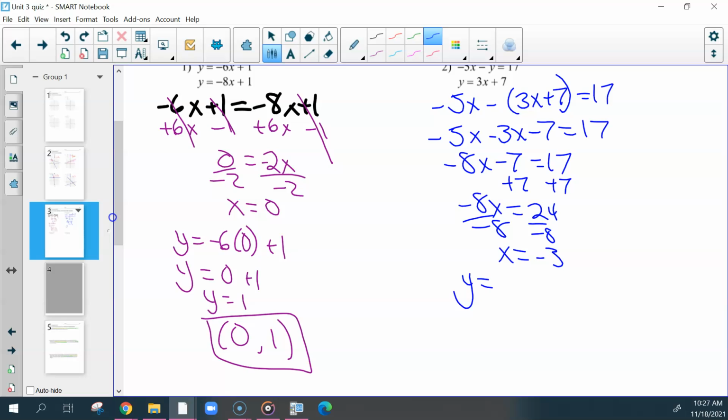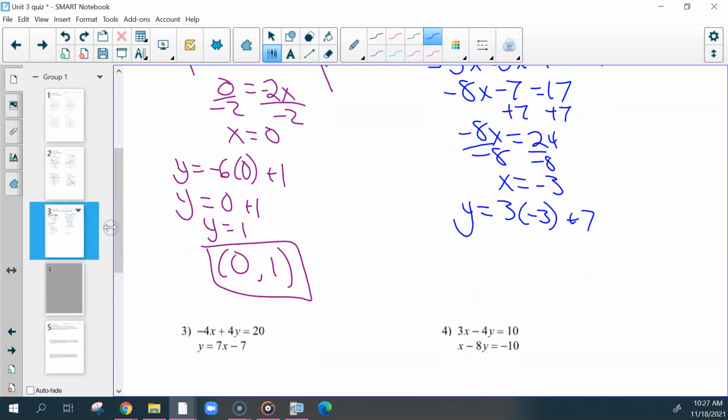Y equals 3 times negative 3 plus 7. So our ordered pair would be negative 3, negative 2. And then can I go through all of this? Do we have questions on number 2?